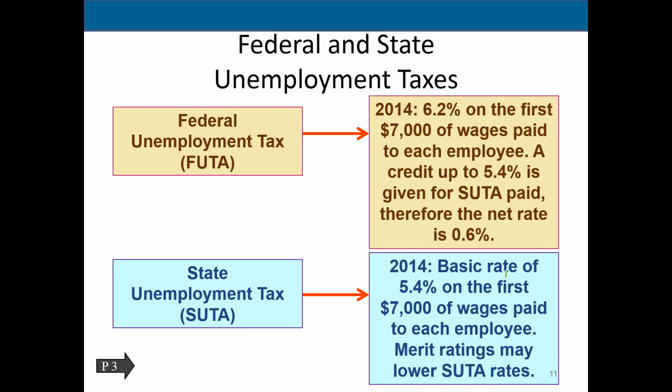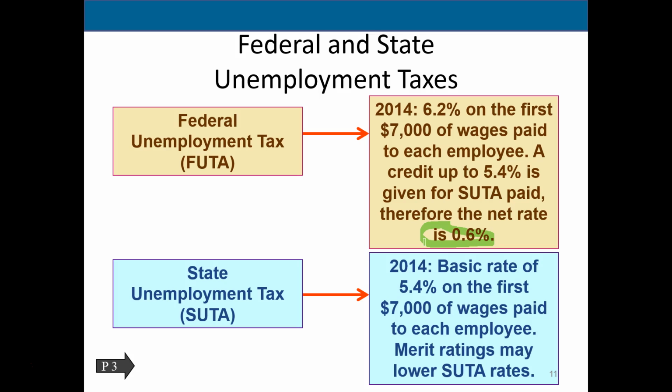So federal unemployment tax, also known as FUTA, in 2014 is 6.2% on the first 7,000 of wages paid to each employee. A credit of up to 5.4% is given for SUTA paid. Therefore, the net rate is 0.6%. So in reality, the net rate is basically 0.6%. Let me break this down for you real quick, or try.